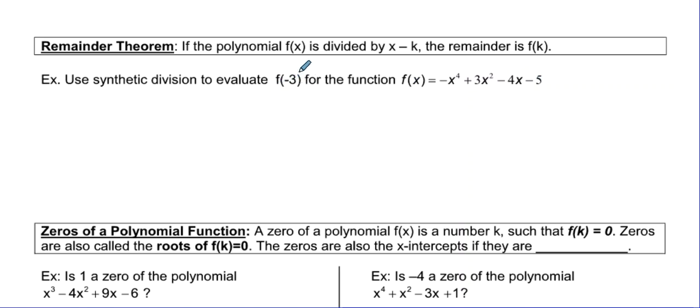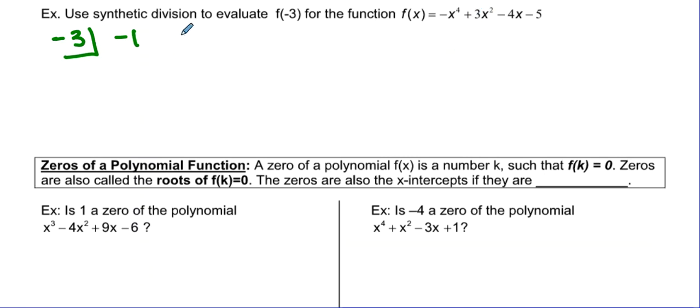So negative 3 is the 0, or it's not the 0, but it is the value. So you put that in the box. It's not the opposite in this case. And then you line up your coefficients. Negative 1, we're missing the x to the third, so we put a placeholder in. 3, negative 4, and negative 5.